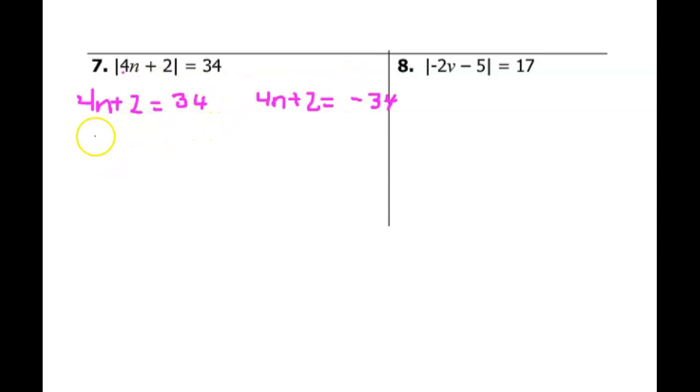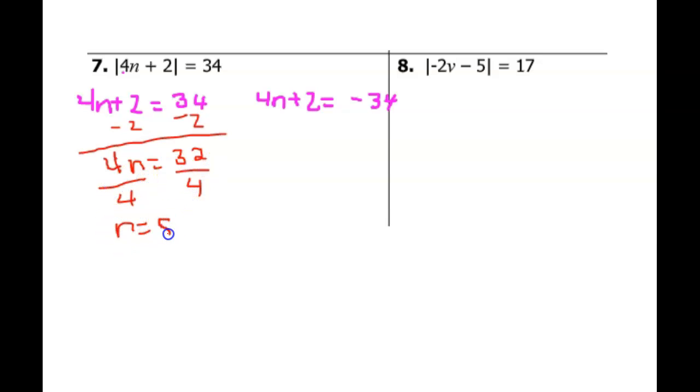So let's solve for the left side. I'm going to subtract 2 from both sides, and I get 4n equals 32. And then I'm going to divide by 4 on both sides, and I get n equals 8.